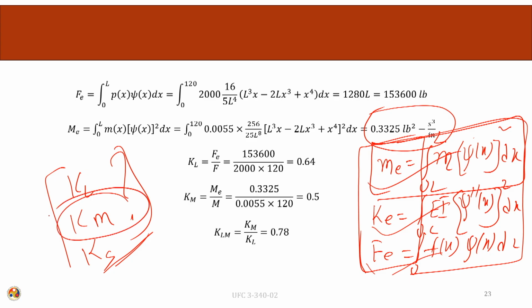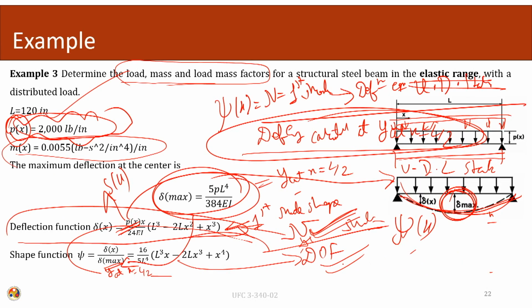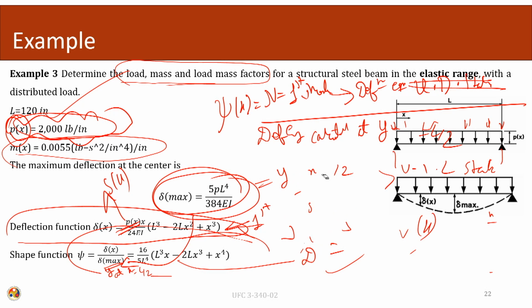So, the mass factor is the equivalent mass divided by the total mass. Here we can see we have a nice number, 0.5. So, Km gives me a ratio between Me and M total, and this is 0.5. So, M equivalent equals 0.5 M total. So, what we were doing? We were analyzing a simply supported beam.